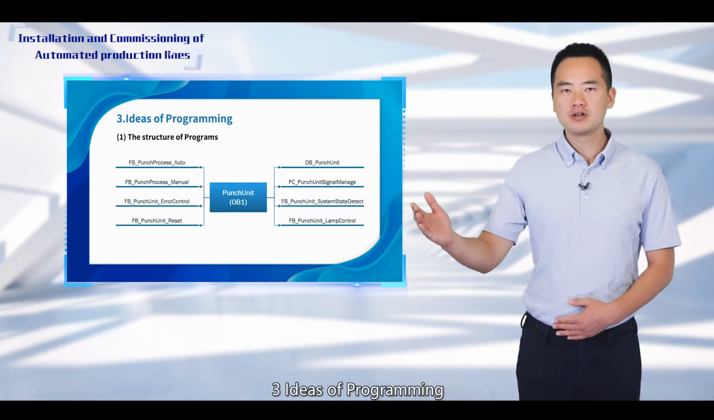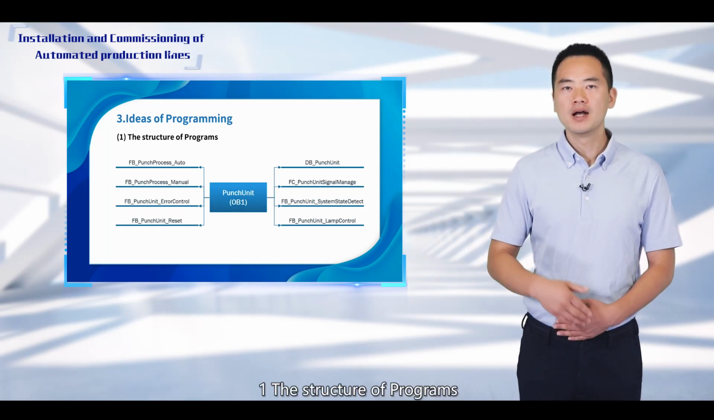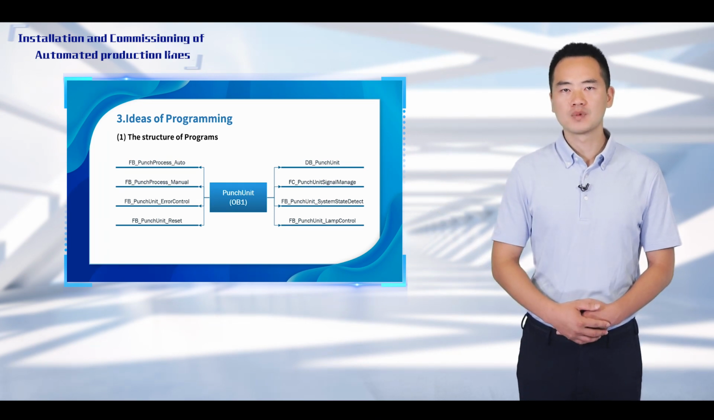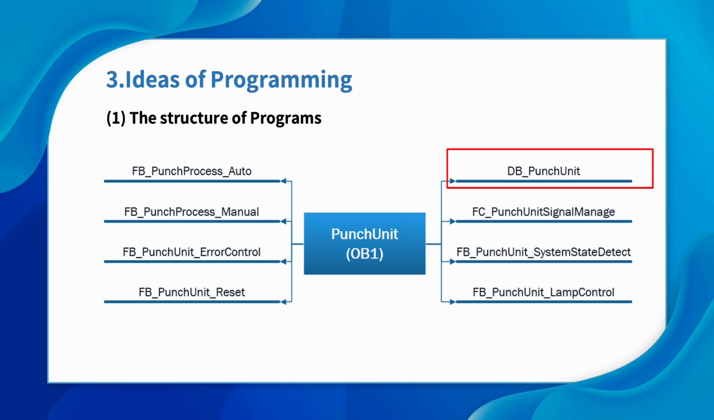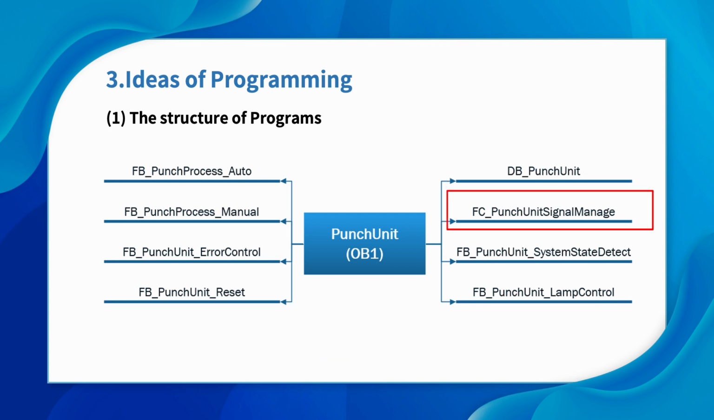3. Ideas of programming. The structure of a program. The program is divided into 8 modules based on the function, according to the requirements of a process. The 8 modules are as follows. 1. DB2 punch unit is a global background data block. It is used to store the data related to the punching unit. 2. FC2 punching unit single manage is an FC block. It is used to manage the signals and data of a punching unit.